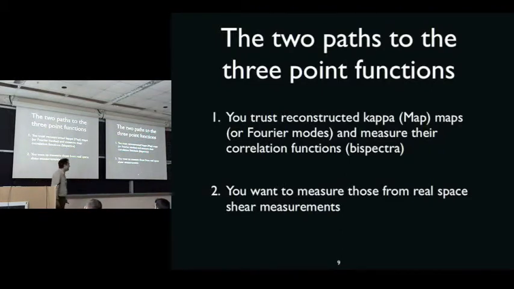From now on, there are basically two paths, two ways. Either you think that observers and people who do data analysis are good enough to produce reliable aperture maps, and so you can directly measure higher-order correlation functions in those maps and compare to the theoretical predictions.